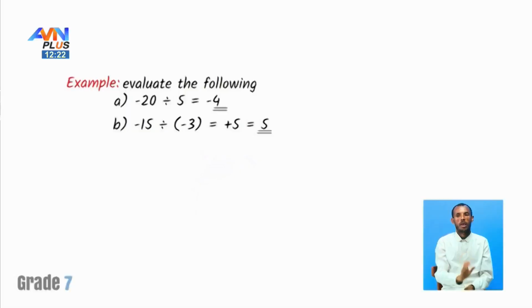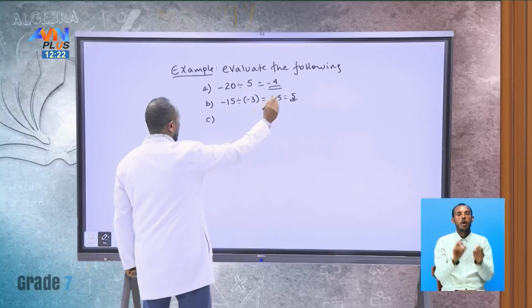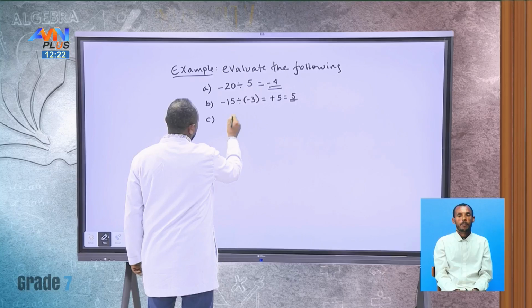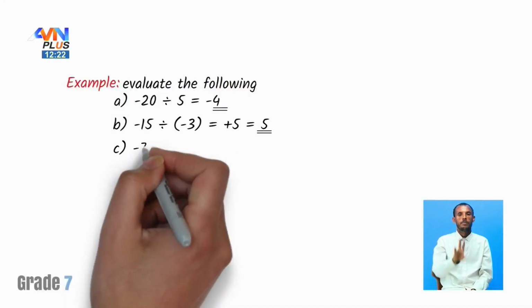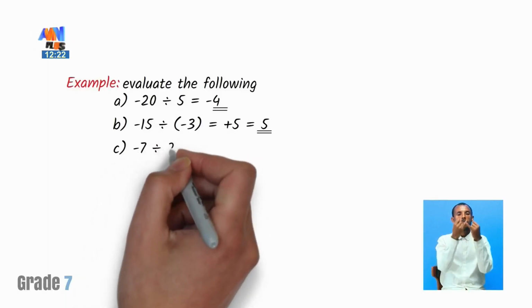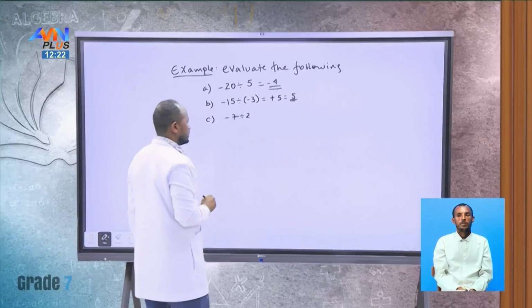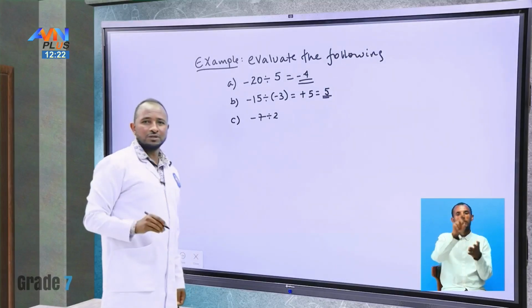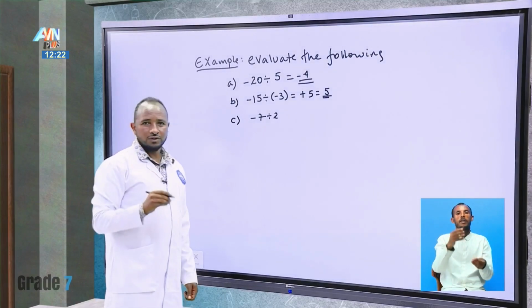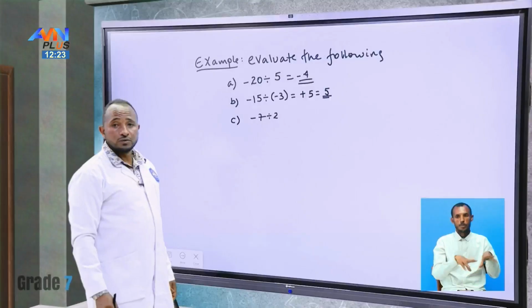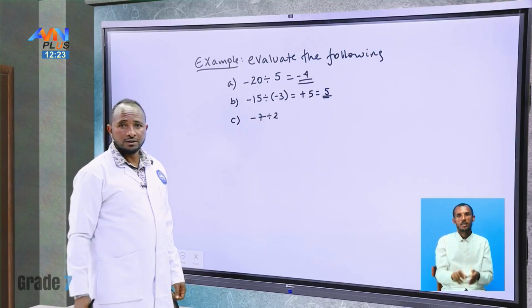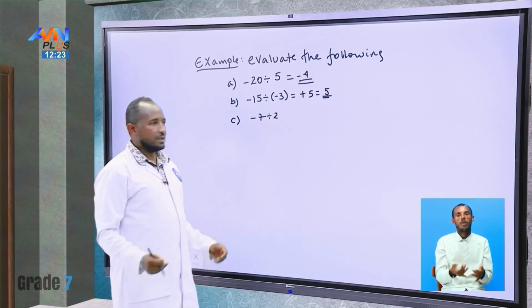Let me add one more question. Okay. Divide this one: negative 7 divided by 2. Please, students, try this question. I will give you 10 seconds for this. Students, have you tried the question? Very nice. Now, let's see the answer.